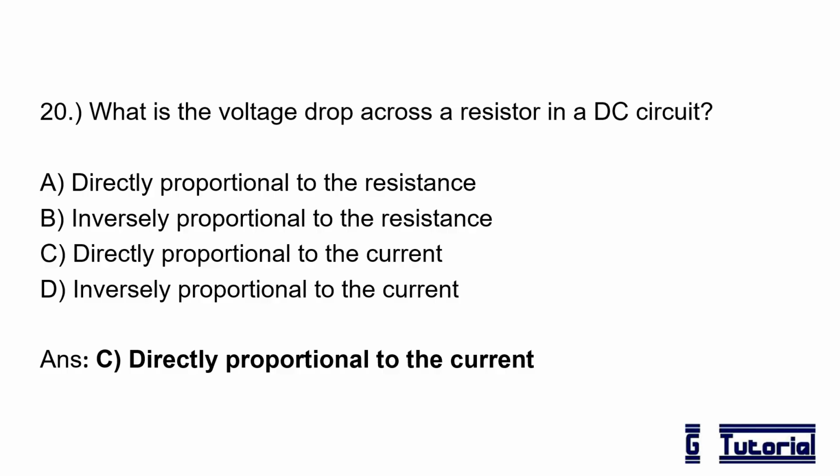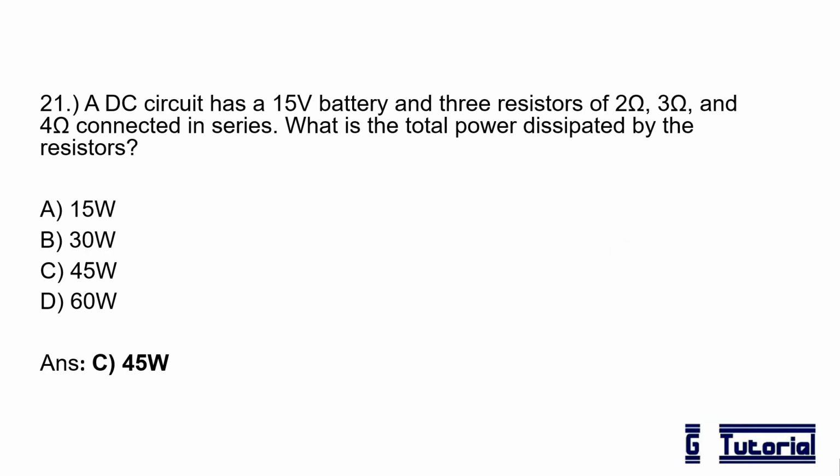What is the voltage drop across a resistor in a DC circuit? The voltage drop across a resistor in a DC circuit is directly proportional to current, which is stated by the Ohm's law. Next question. A DC circuit has a 15-volt battery. 3 resistors are connected in series. What is the total power dissipated by the resistor?